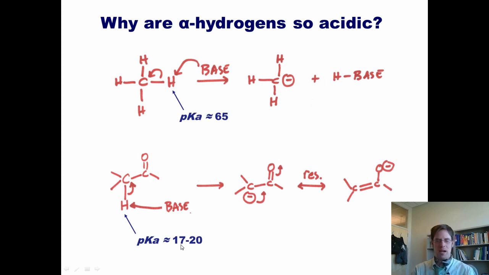To add perspective, we could say that an alpha hydrogen is 10 to the 45 times more acidic than a hydrogen bonded to a typical sp3 hybridized carbon. Why? Because of this resonance stabilization of the conjugate base. Now, the bulk of this chapter will center heavily on reactions of this type of enolate species, so I want you to have it at the forefront of your minds as we continue.